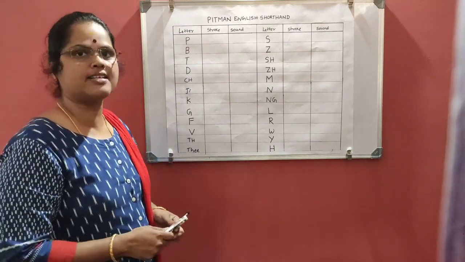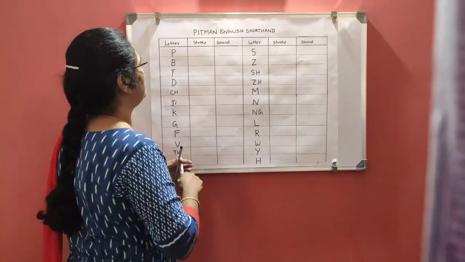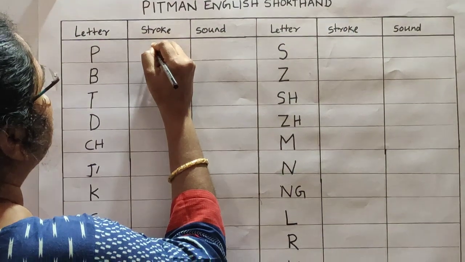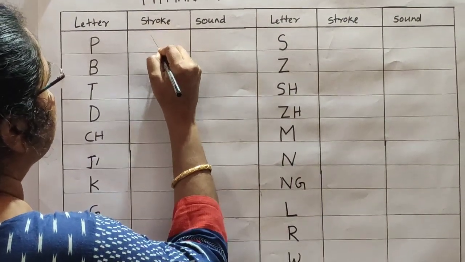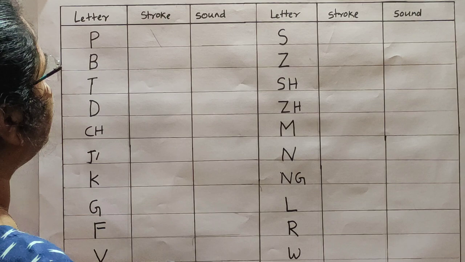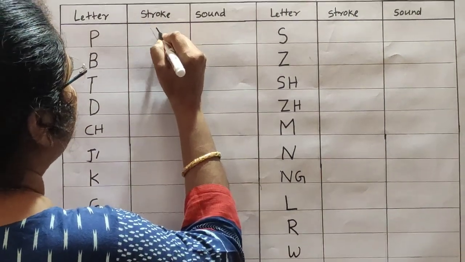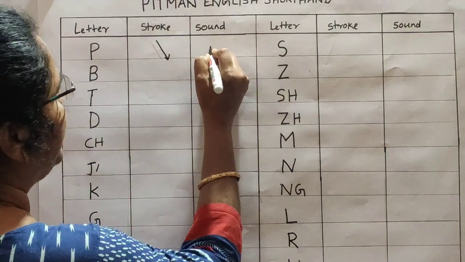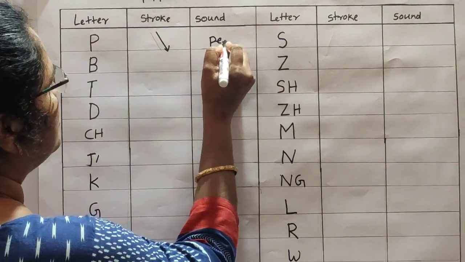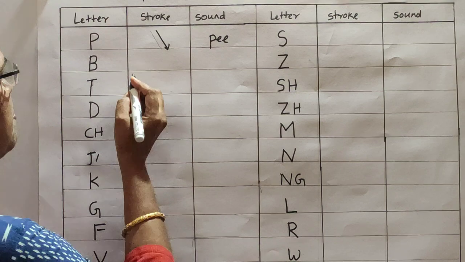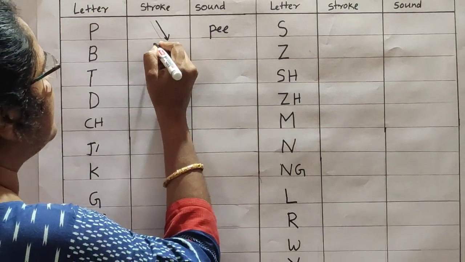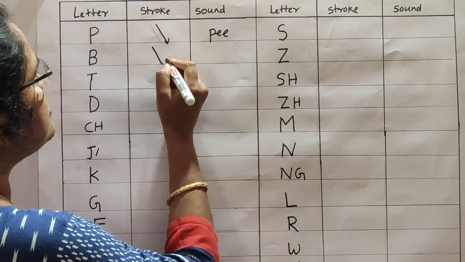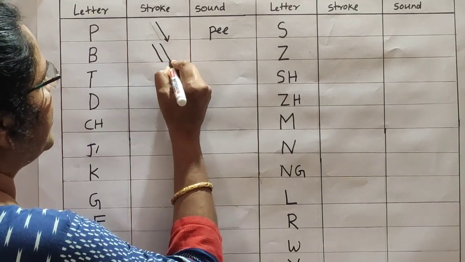The first letter is P. You have to write it from upward to downward direction. The direction I am writing it after the stroke, from upward to downward direction. It sounds as P. The second letter is B. I am writing it dark with the pen. Again it is upward to downward direction.